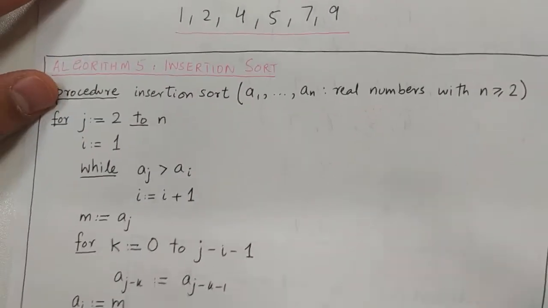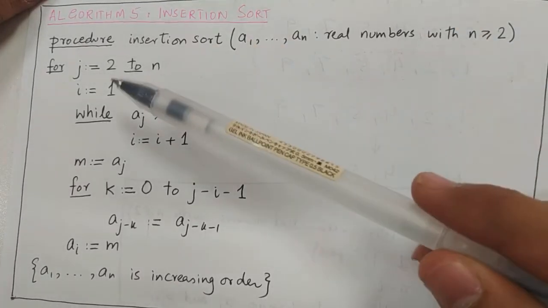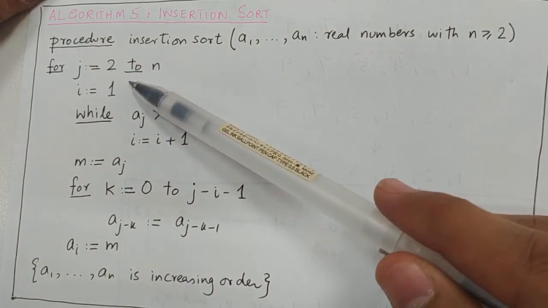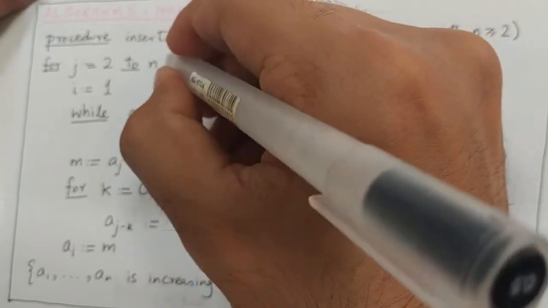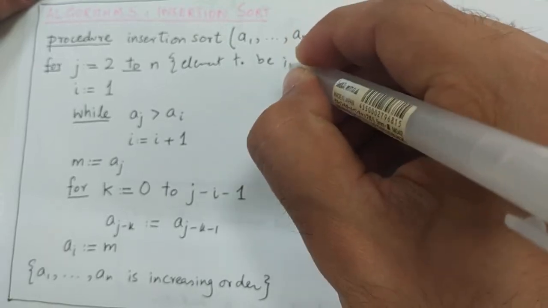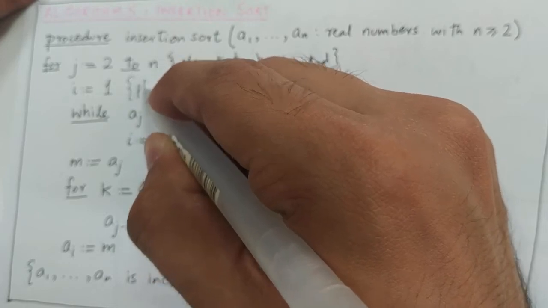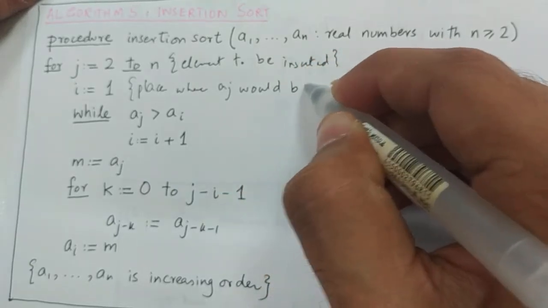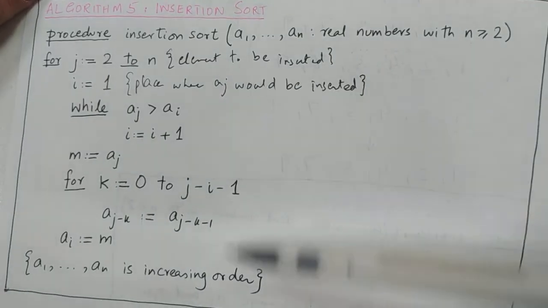And the way you write this in an algorithmic form is as follows. You keep track of just one element j. j is the element that you're trying to insert. And you start off your i, where j basically checks the element to be inserted, and i keeps track of the place where aj would be inserted. In the next video, I will be discussing this algorithm in more detail.